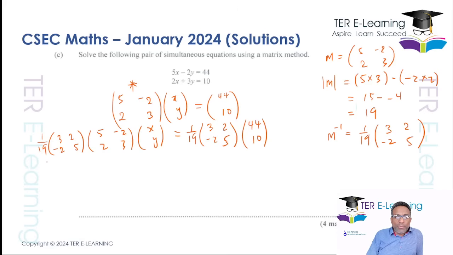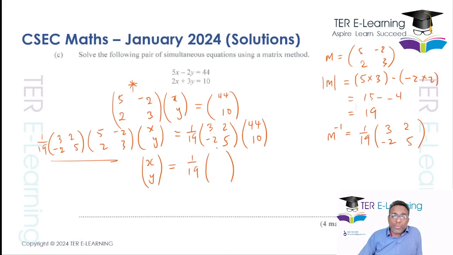Now, when you multiply a matrix by its inverse, you're going to get the identity matrix. And when you multiply anything by the identity matrix, you're going to get the same matrix. So on the left hand side, you're going to just end up with xy. We have 1 over 19 here, right? And what we have to do, we have to multiply the 2 by 2 matrix by the 2 by 1. So when I do that, that's going to be 3 by 44 plus 20. So this is 152 here. And the next one is going to be minus 88 plus 50. Sorry, you're going to get minus 38.